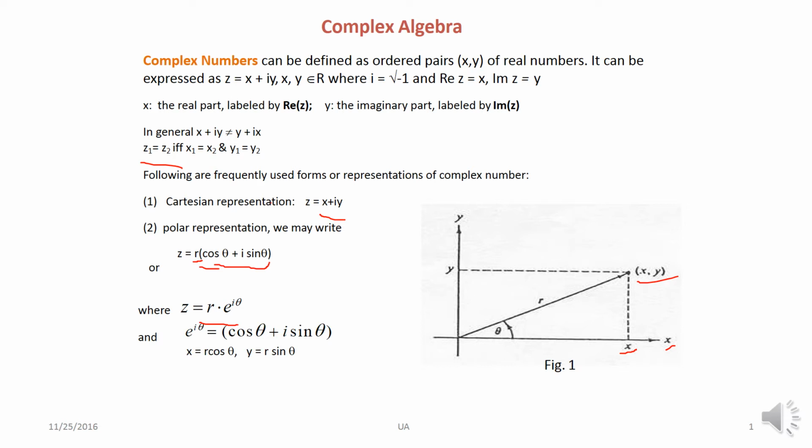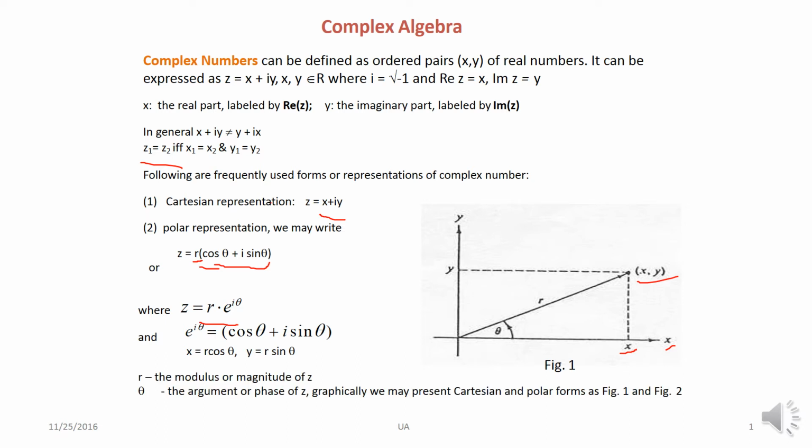So we can write e^(iθ), which we know is equal to cos θ + i sin θ. So x = r cos θ and y = r sin θ. And r is the modulus or magnitude of z, and θ is the argument or phase of z. Graphically we have represented this here in figure 1. This is the Cartesian form, and in figure 2, which is in the next slide, is the polar form.